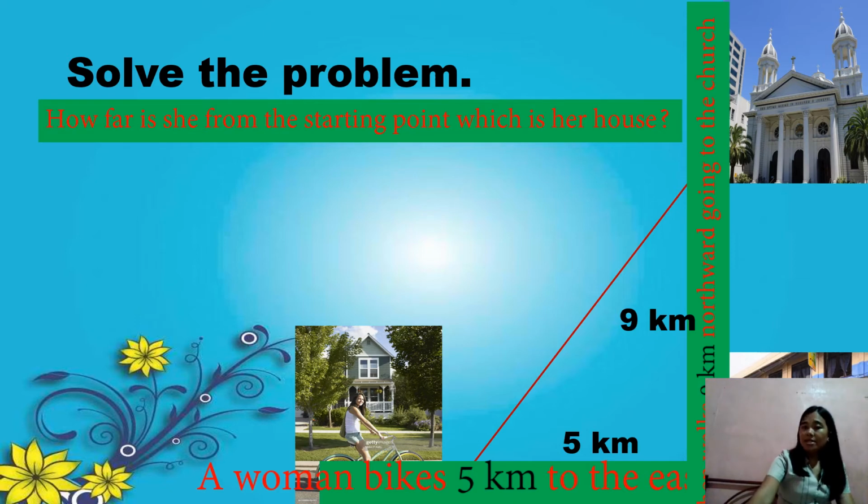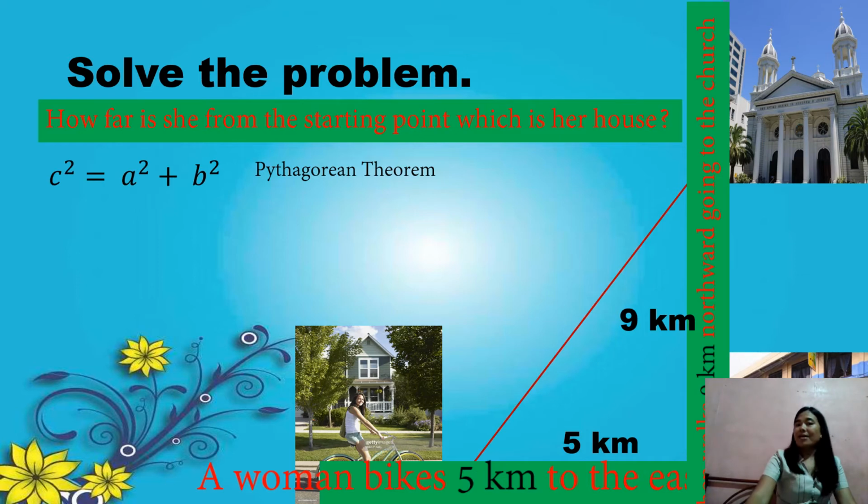Now, for a right triangle, it is very essential to make use of the Pythagorean theorem. And if you don't remember the Pythagorean theorem, it's c squared equals a squared plus b squared. So how do we use the Pythagorean theorem, class? It should be that c should always be on the diagonal part of the right triangle.